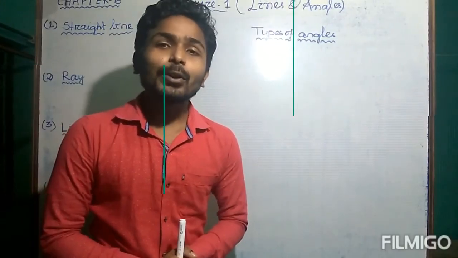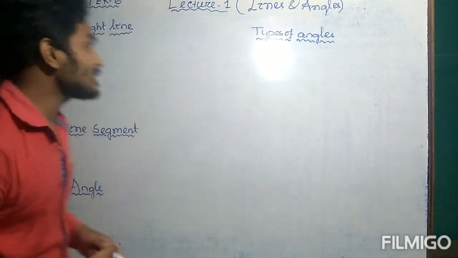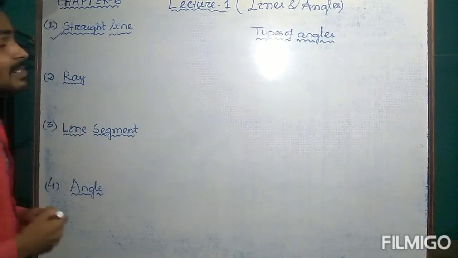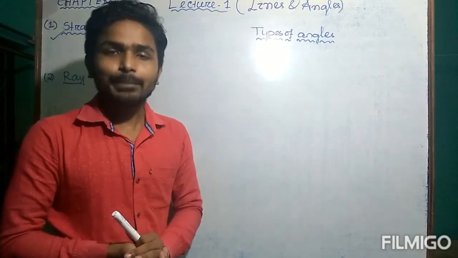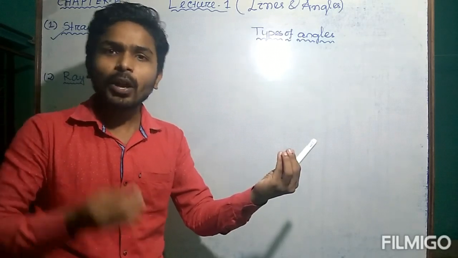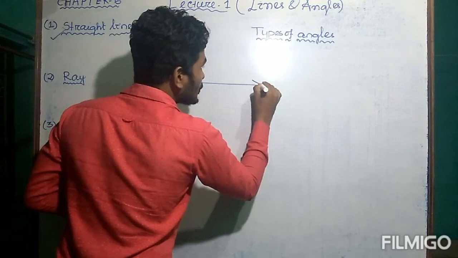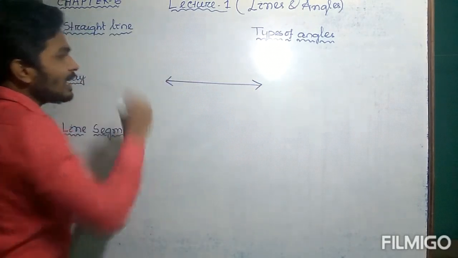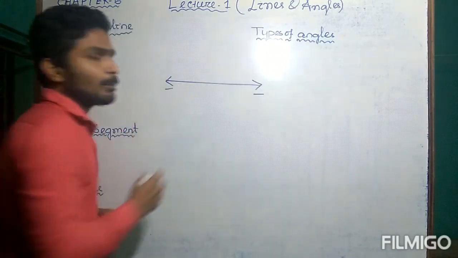So we have to first start with the definition of straight line. So what is a straight line? A straight line is a line which has no endpoints. It means it has neither a starting point nor an ending point. See, this is the geometrical figure of a straight line. It has neither a starting point nor an ending point.